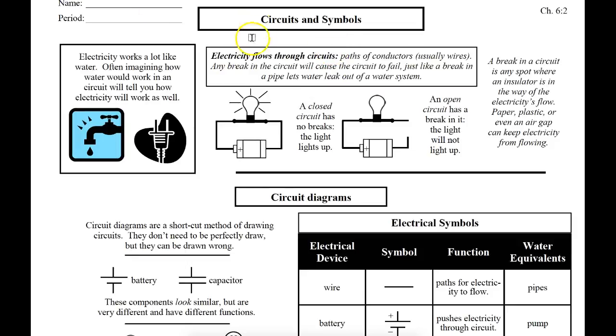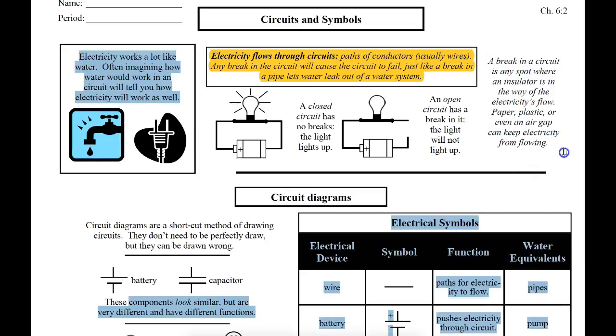I'm actually going to see if I can highlight here. Might be easier. A break in a circuit is any spot where an insulator is in the way of electricity's flow. Paper, plastic, or even an air gap can keep electricity from flowing.